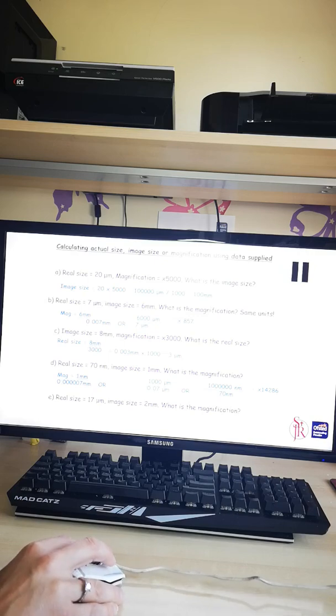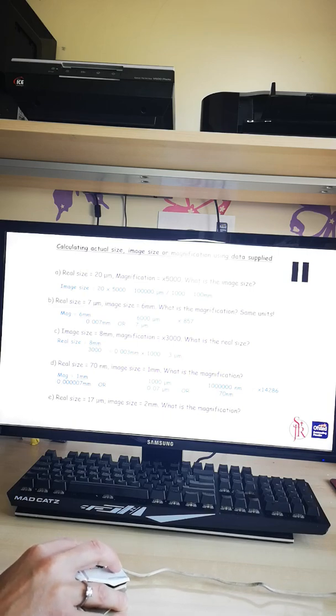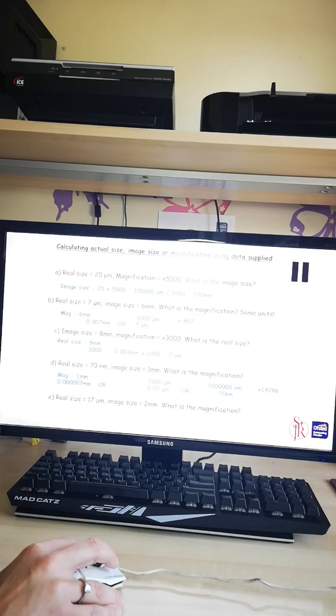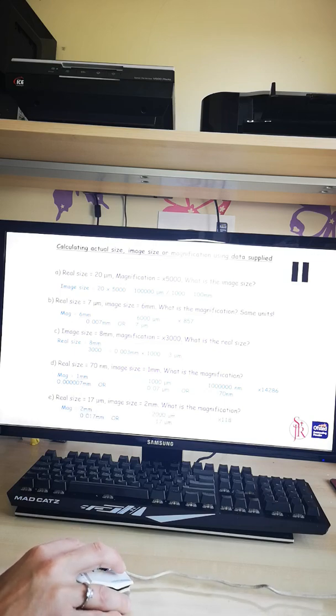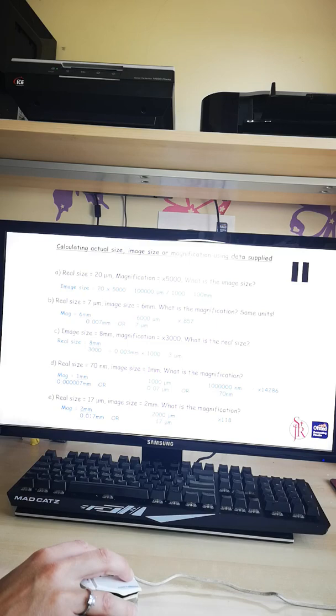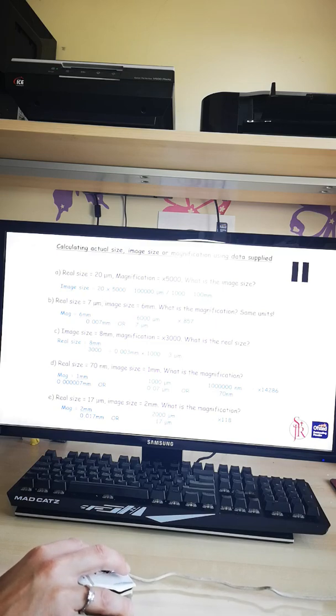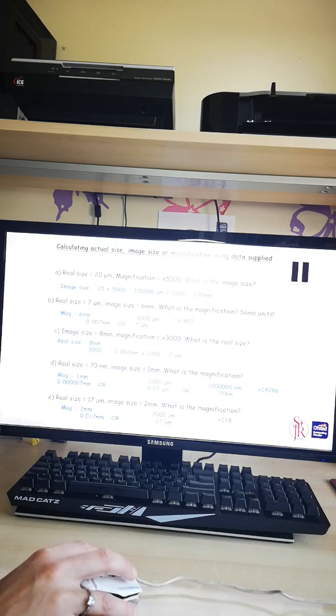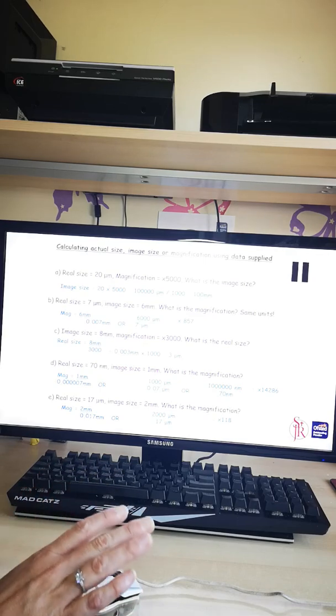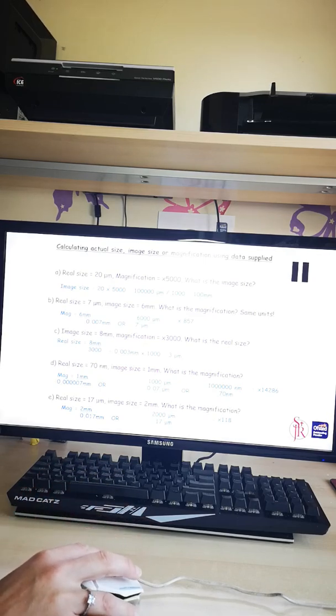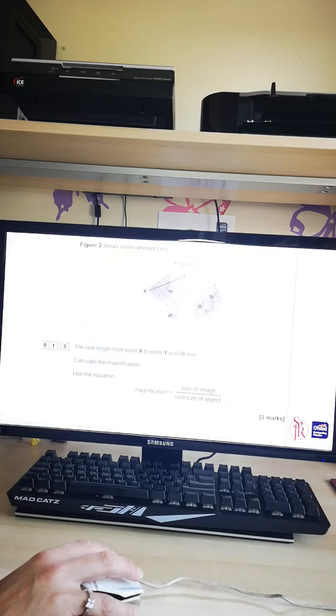Okay, going back to the more simple ones now. Real size 17 micrometers, image size 2 millimeters. What's the magnification? So I've got my image size and my actual size in the same units, it doesn't matter which way, and I get my magnification. I'm hoping that recap just reminded you of that skill. It's a really important skill to take through to your A-level biology.